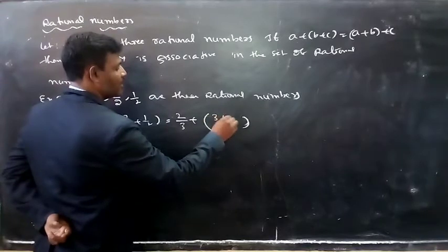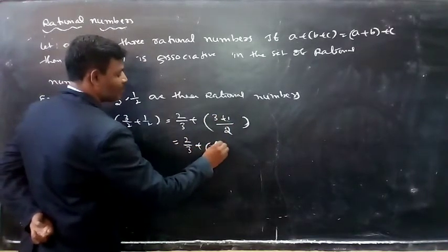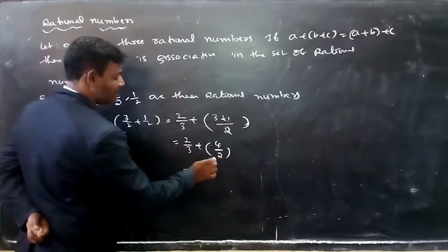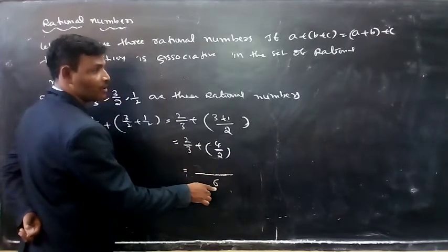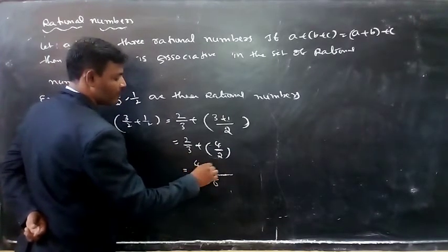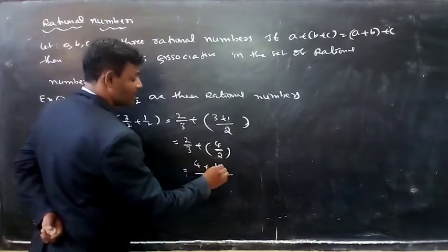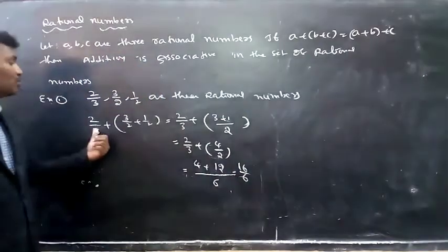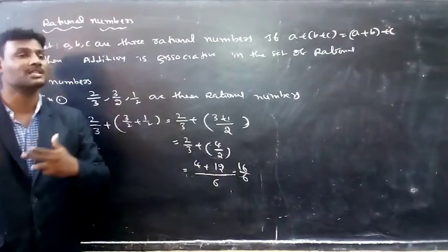3 plus 1 is equal to 4, so it is 2/3 plus 4/2. Then once again, what is the LCM here? 6 is the LCM. 3 twos are 6, it is going 2 times. 2 twos are 4. 2 threes are 6, it is going 3 times. 3 fours are 12. So it is equal to 16/6. So the result of (2/3 + 3/2) + 1/2 is nothing but 16/6.